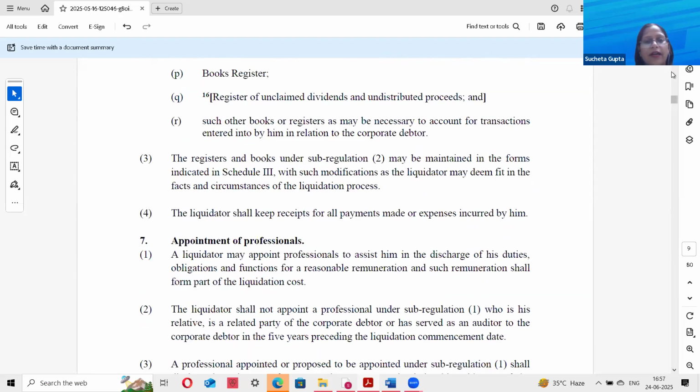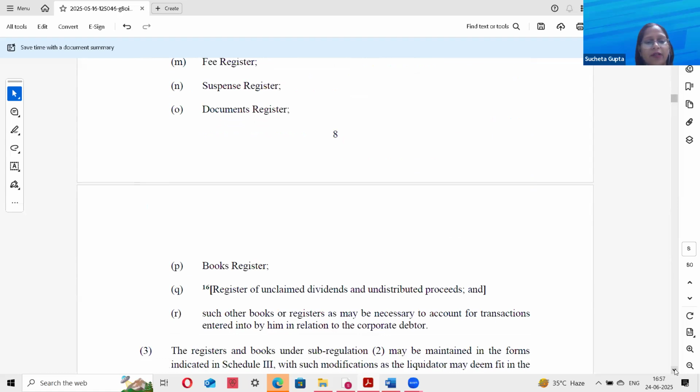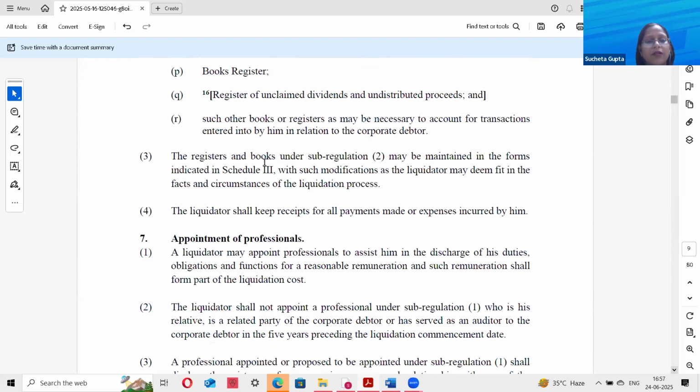So is there any other register or any other books you want to add here? You can suggest. The registers and books under sub-regulation 2 may be maintained in the forms indicated in Schedule 3 with such modifications as the liquidator may deem fit in the facts and circumstances of the liquidation process. The liquidator shall keep receipts of all the payments made or expenses incurred by him.